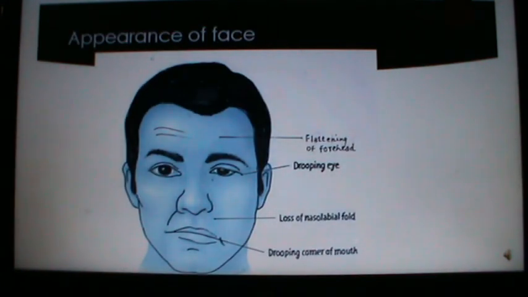You can see in this photograph there is a flattening of the forehead, drooping of the eye, loss of nasolabial fold, and the drooping of the corner of the mouth. So these findings you can find in cases of Bell's palsy.